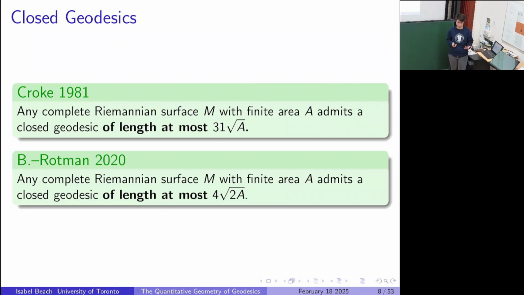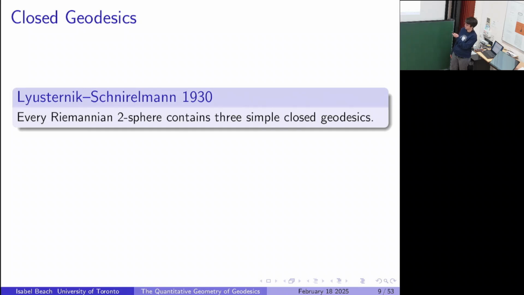This is the case of the plane and the sphere, the plane and the cylinder, because these don't have any topological obstructions to control what happens with closed geodesics. So here we improved Croke's bound to 4√2. I'm not actually going to talk about that result today, but this is just kind of an overview at the start here. I think that's all I want to say about that.